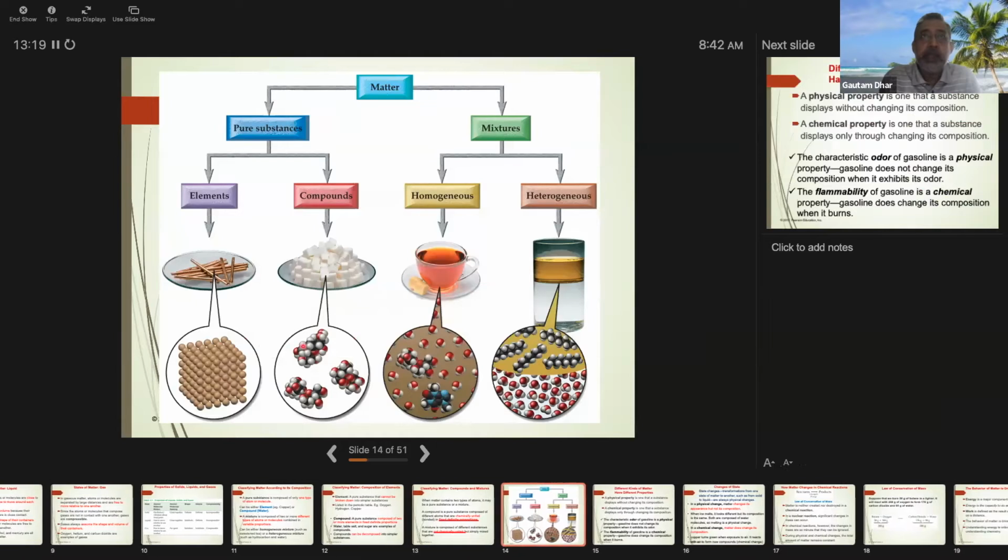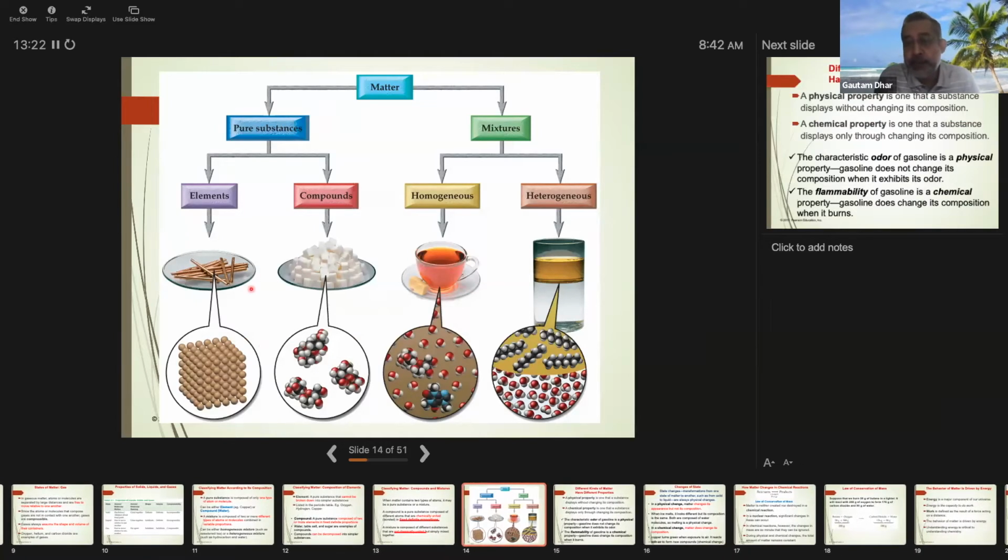And this slide here basically summarizes everything that I just said. Okay, so if you remember this slide, you have everything. So this is the summary slide for matter. So you have the pure substances, you have the mixture. So within the pure substances, what are pure substances?